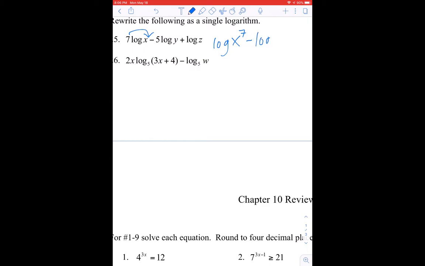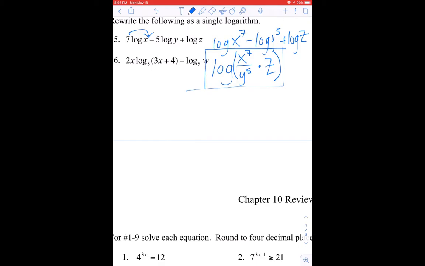Minus log of y to the 5th, so I move the 5, and then I'm going to leave plus log of z. Now I can combine with the minus sign. We can combine it using division, so it's going to become log of x to the 7th over y to the 5th, and then the last thing is added, so it means a multiplication. So log of x to the 7th over y to the 5th times z, and that is as condensed as we can make it. So that's the final answer.